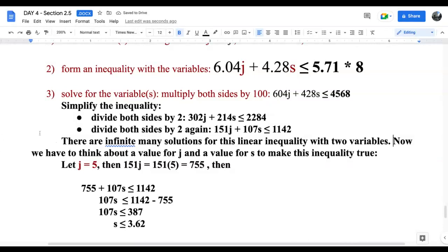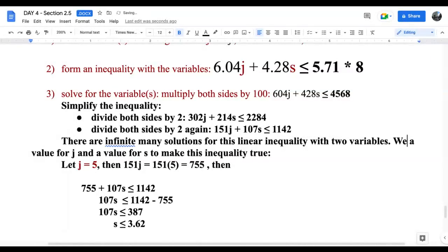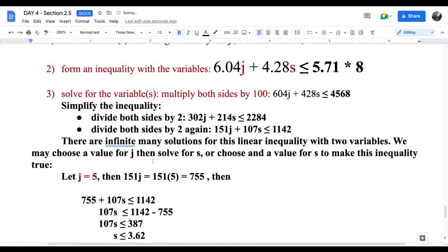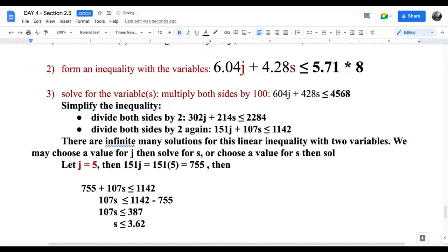So we can choose a value for j, or for s, it doesn't matter, because we only want to have one solution. We may choose a value for j or for s, whichever is convenient, then solve for s or for j. So we choose a value for j, then solve for s, or choose a value for s, then solve for j, either way.